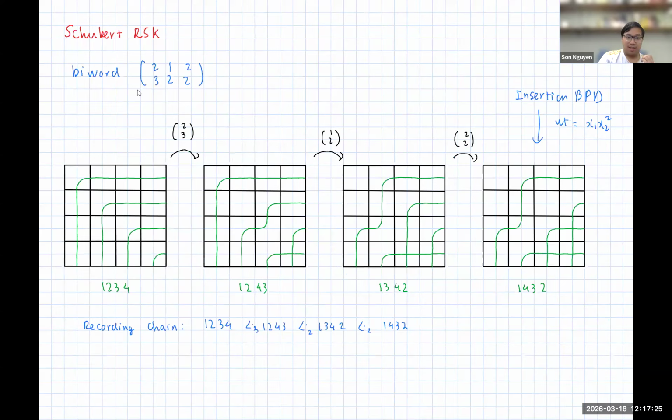Okay, so if I start with a byword, all I need to do for RSK is just do all these insertions. So I insert 2, 3, I get this bumpless pipe dream. I insert 1, 2, I get this bumpless pipe dream. I insert 2, 2, I get this bumpless pipe dream. And this thing, I would call my insertion bumpless pipe dream. And to get the recording chain, I just record the permutation I get along the way.